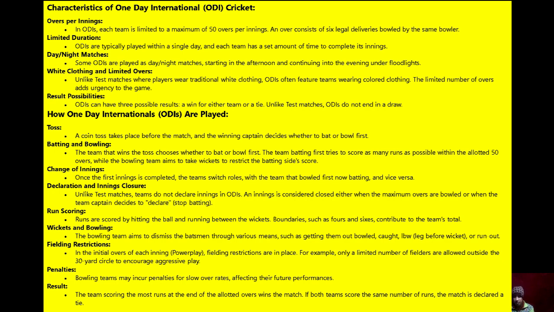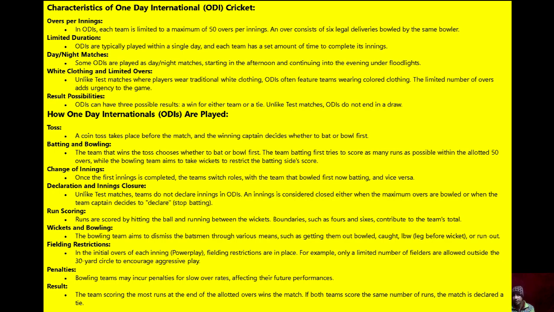Next point, declaration and innings closure. Teams do not declare innings in T20 matches. An inning is considered closed either when the maximum overs are bowled or when the team captain decides to stop batting.